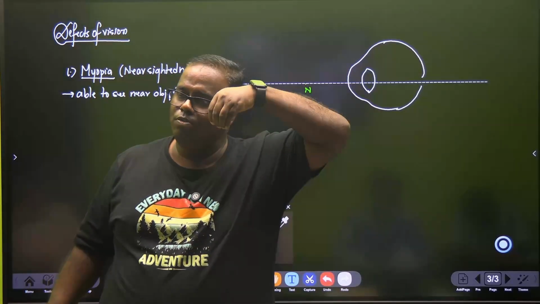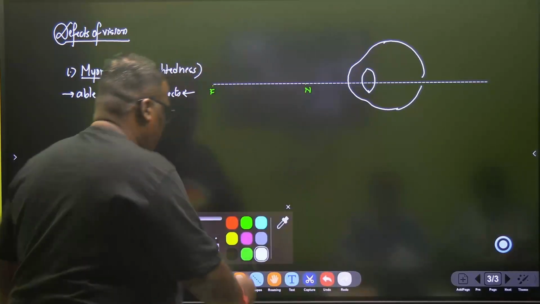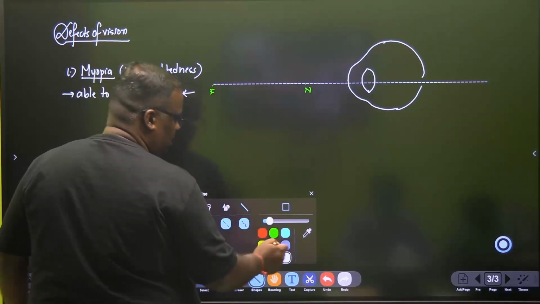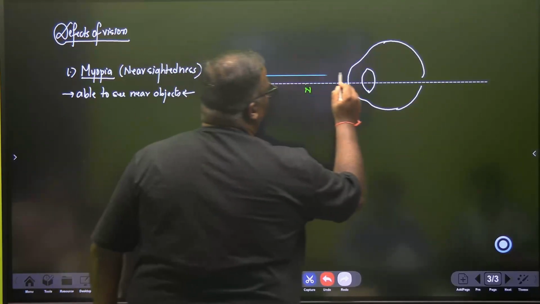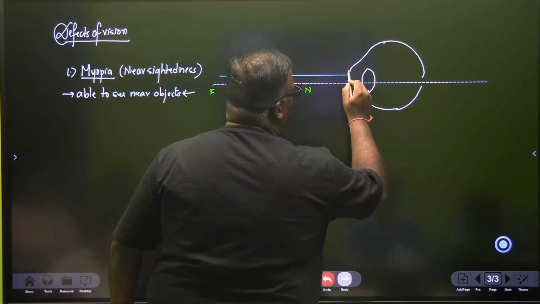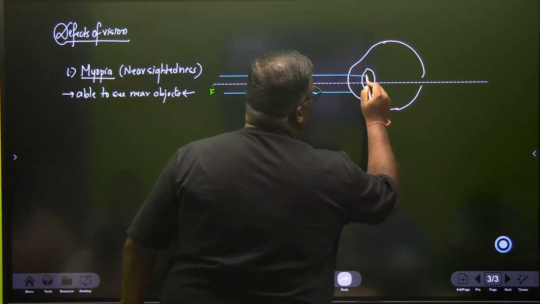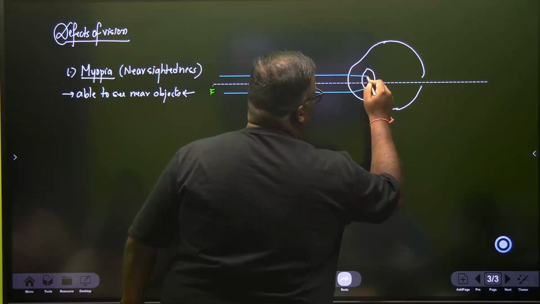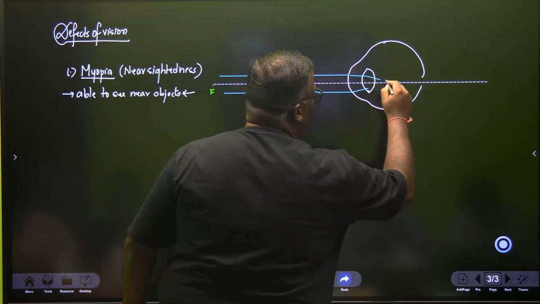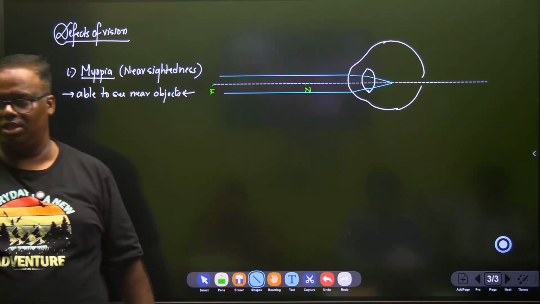Obviously the cornea is more convex, so it will converge more, and the eye lens will converge it further. So what is happening in that case? The rays coming from far off places, let's say distant rays, and I told you distant rays are always parallel. There will be some minor convergence at the cornea. Since the eye lens is heavily converged or heavily bulged, your image is forming before the retina. And that's the reason you are not able to see.